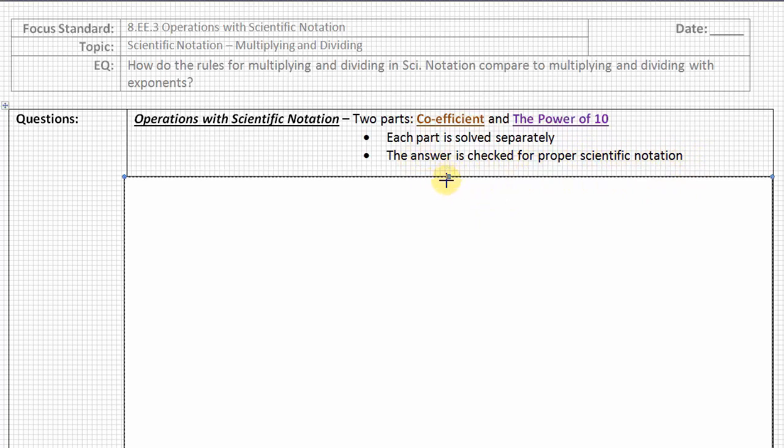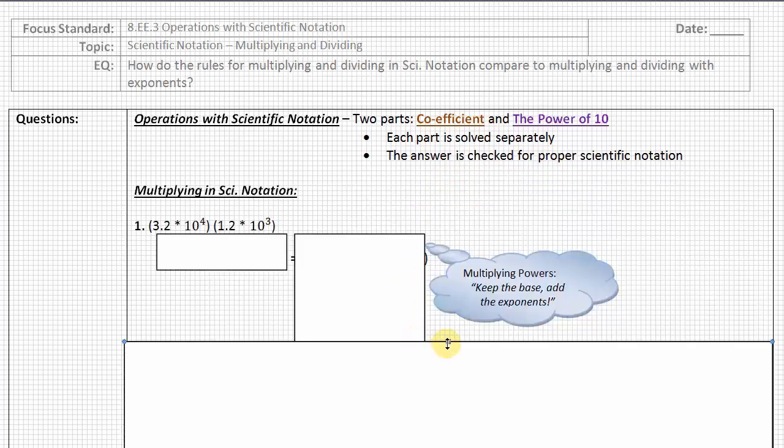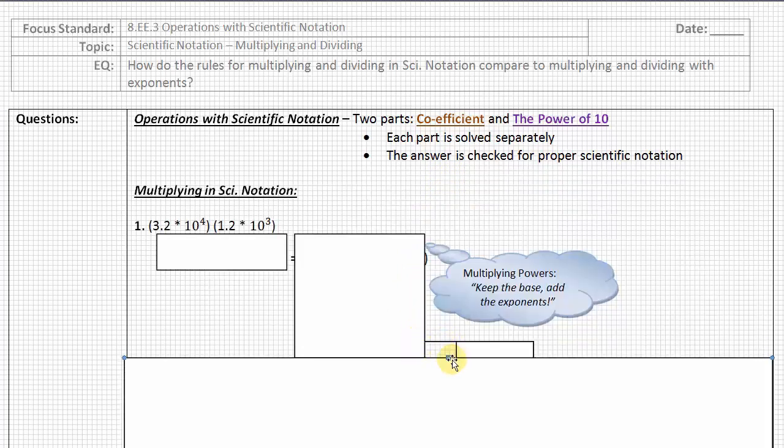We're going to dive right in, looking at multiplying with scientific notation first. So I've laid out a problem here for us. For our first problem, we're going to look at 3.2 times 10 to the 4th being multiplied by 1.2 times 10 to the 3rd. Remember, we know that these two values are in scientific notation because they have the coefficient and the power of 10. So the parentheses is holding them together.